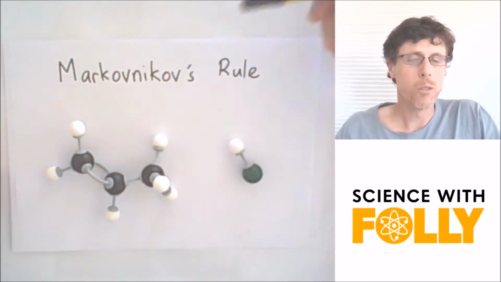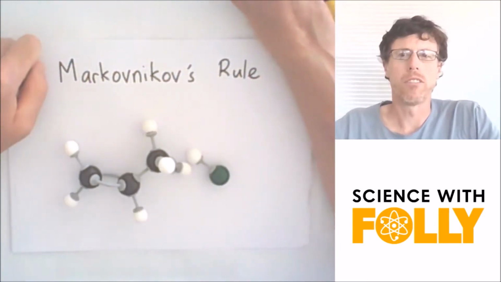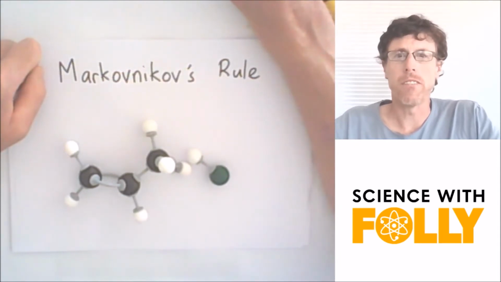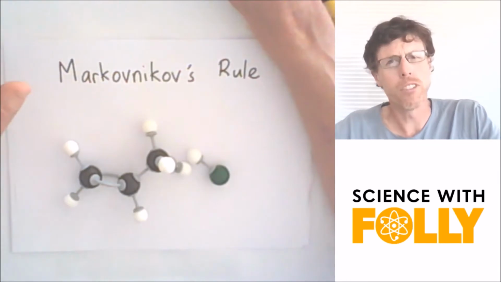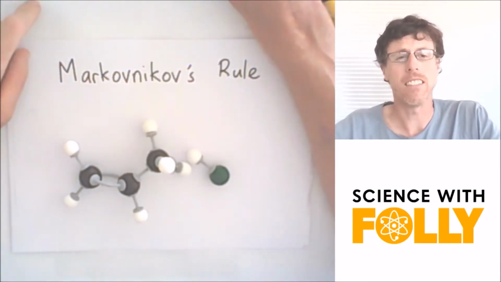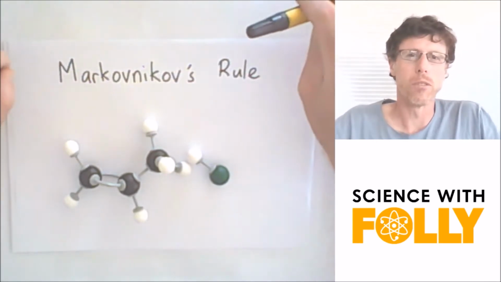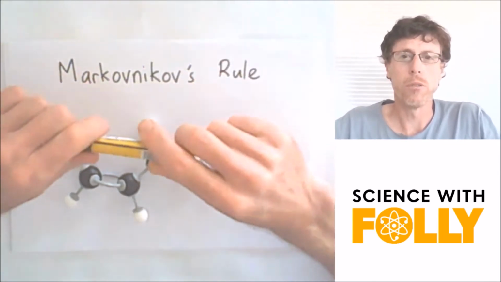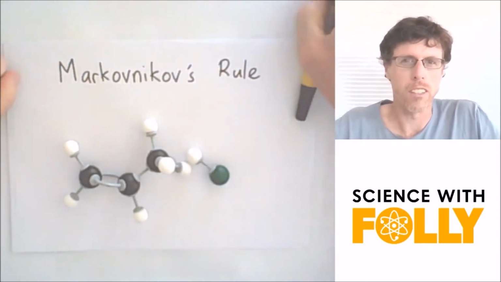Today, we're going to be learning about Markovnikov's rule. So who was Markovnikov? Well, Vladimir Vasilyevich Markovnikov was a Russian chemist, and he first formulated this rule in 1865. And as far as we're concerned, Markovnikov's rule simply relates to the addition or elimination reactions of organic compounds.